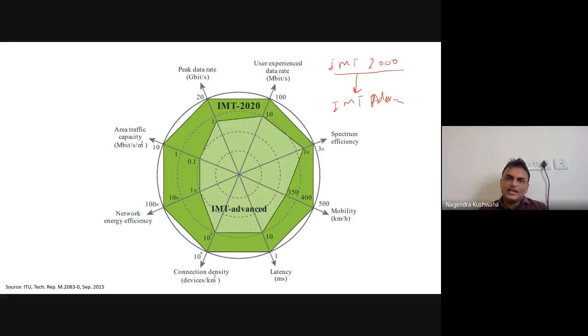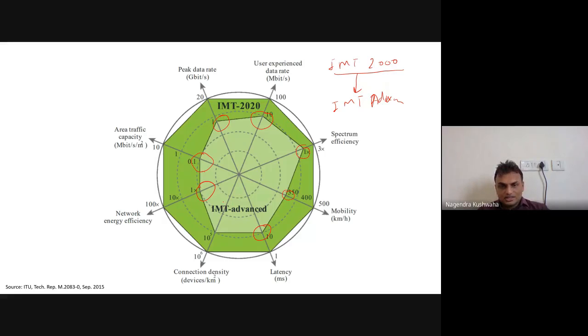First I'll talk about the latency. In IMT Advanced, they talked about a latency of 10 milliseconds. Mobility can be catered up to 350 kilometers per hour. Then spectrum efficiency. Then the user experience data rate: a user can experience 10 Mbps. The peak data rate was 1 Gbps, as already told. Now the area traffic capacity was 0.1 megabit per second per square meter, and then there was network efficiency.